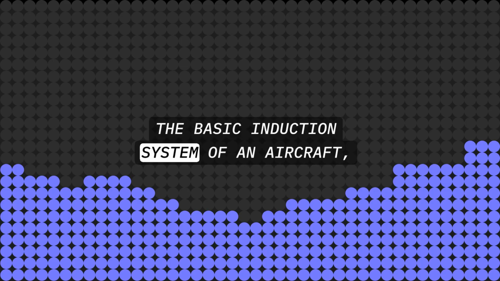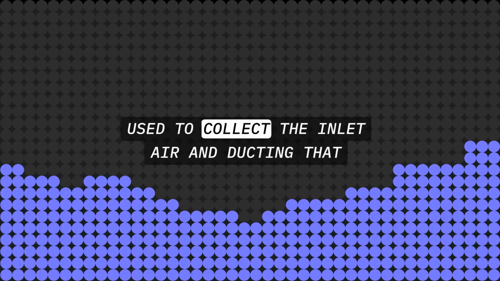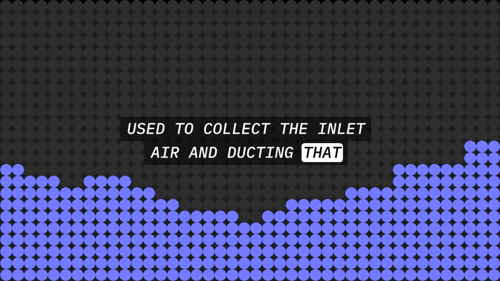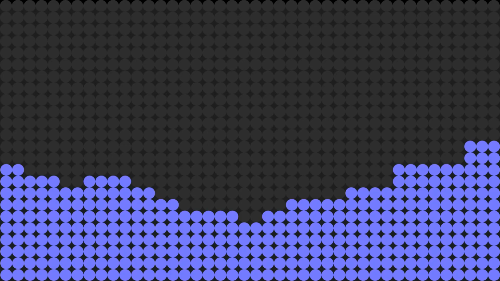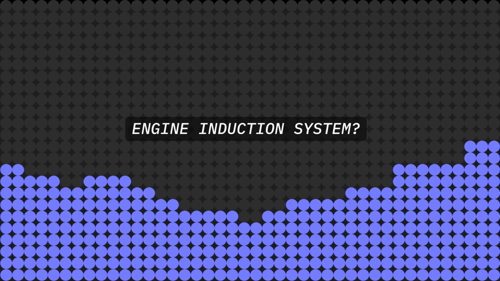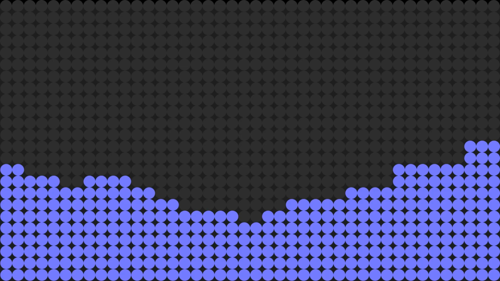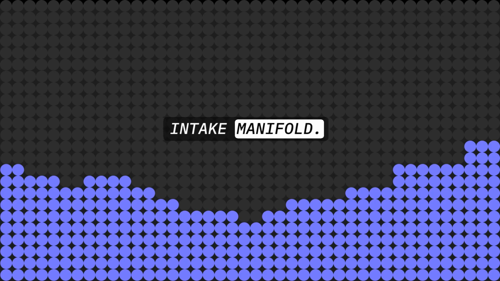The basic induction system of an aircraft reciprocating engine consists of an air scoop used to collect the inlet air and ducting that transfers the air into the inlet filter. What are the three major parts of a reciprocating engine induction system? The air scoop, fuel delivery system, and the intake manifold.